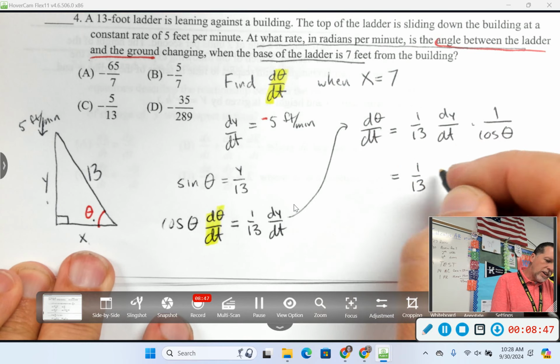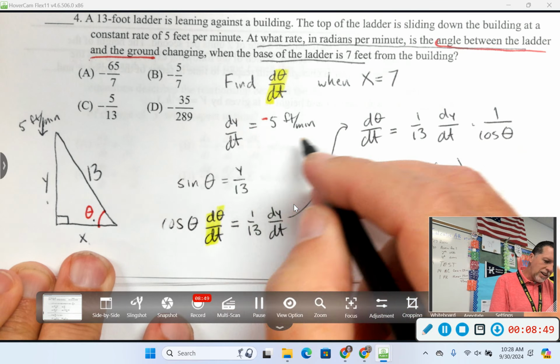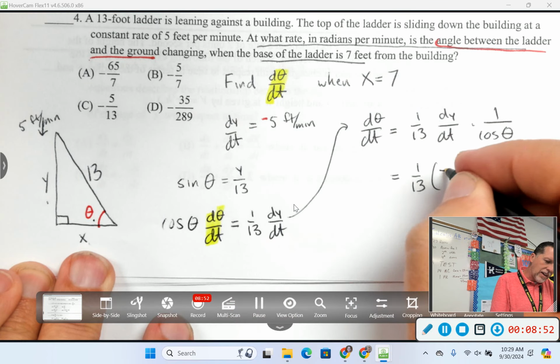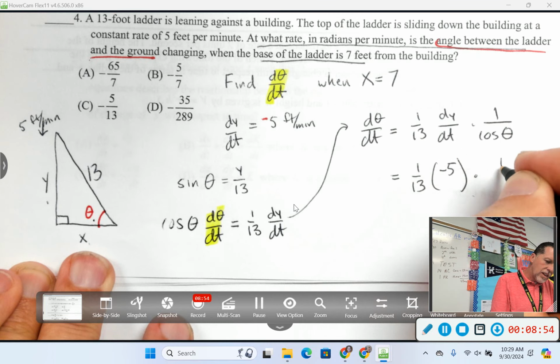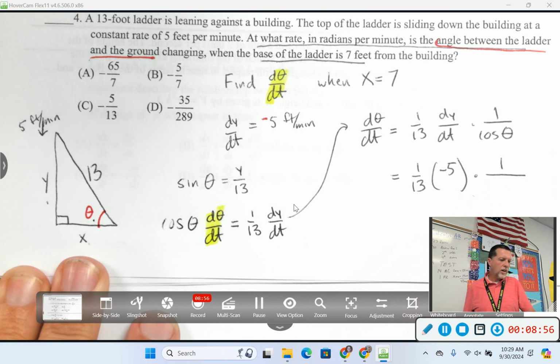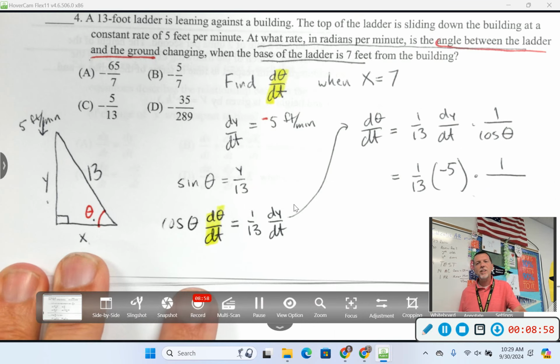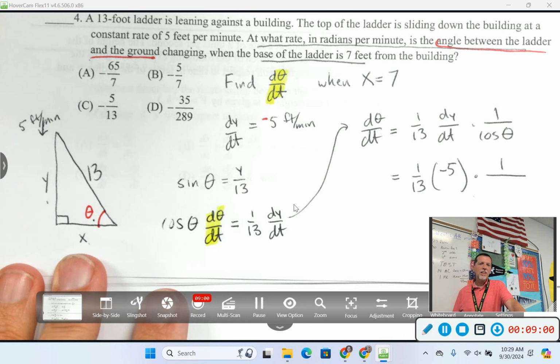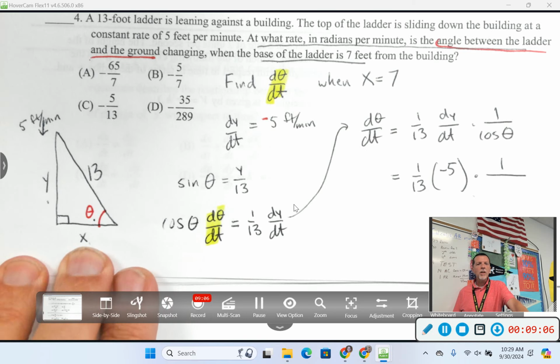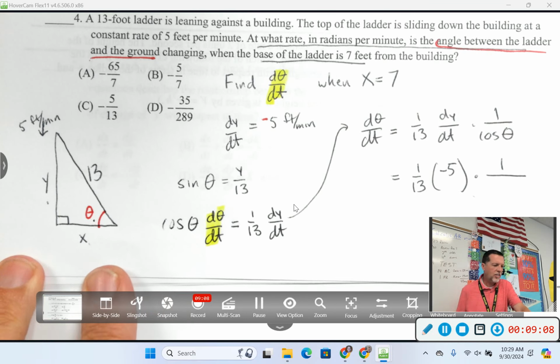So 1/13 dy dt is -5. Cosine of theta. Oh, this is not multiple choice. I have to clean this up. Cosine is adjacent over hypotenuse. But, oh, they gave me adjacent. That was nice of them. Adjacent is 7.